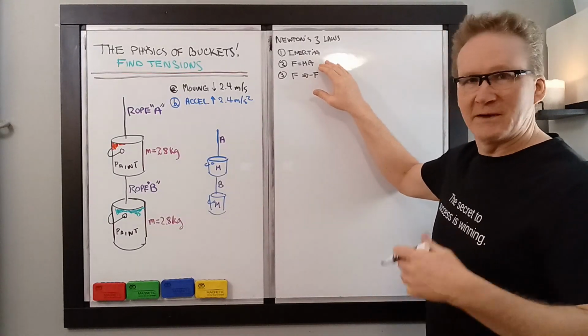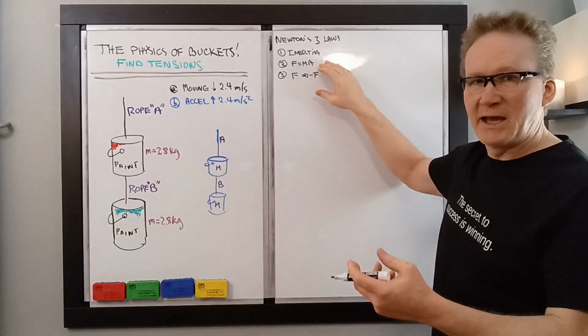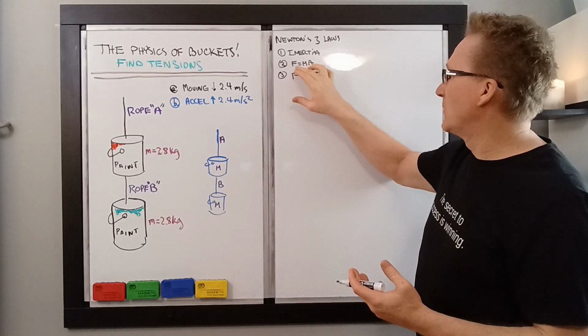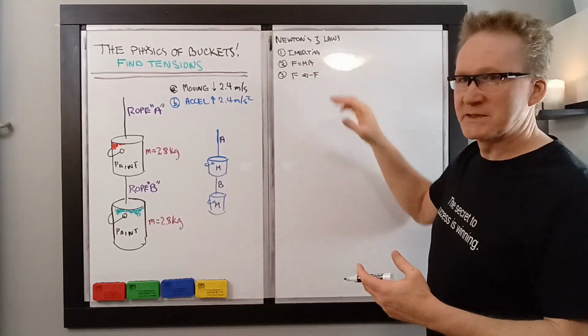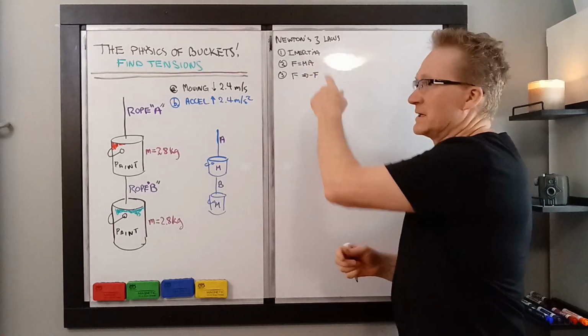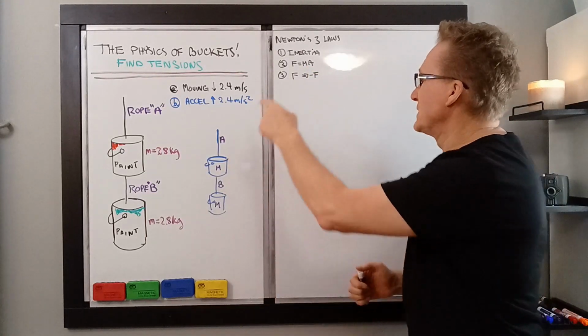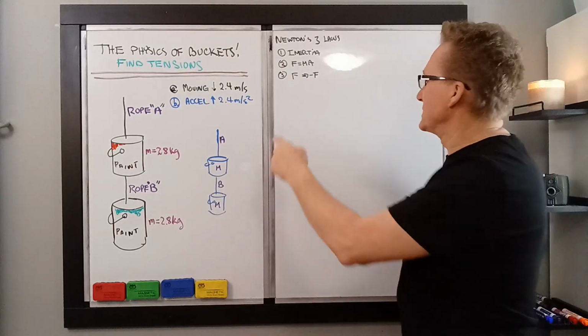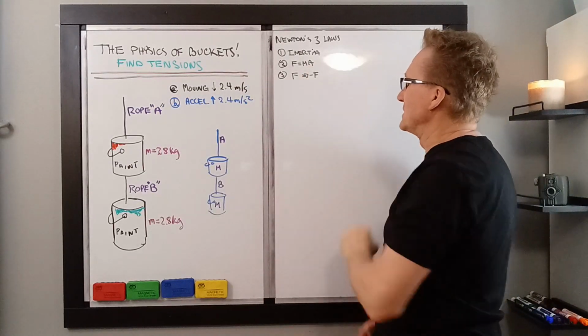The second one is this: if there is an external force, especially a net force, which means the total force in the system, the force is going to be equal to the mass times the acceleration. So the first one says it's not going to accelerate without an external force. The second one says if it does have an external force, this is how it's going to accelerate: the mass of the object times the acceleration.